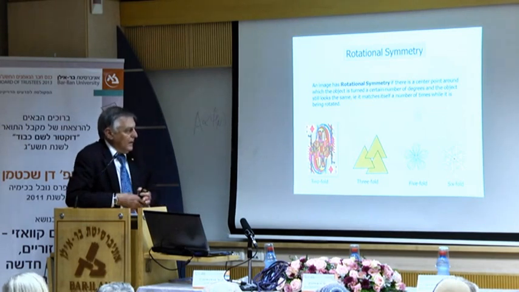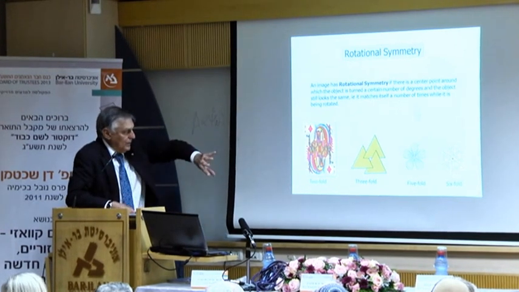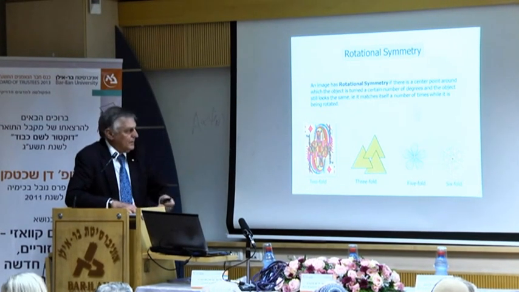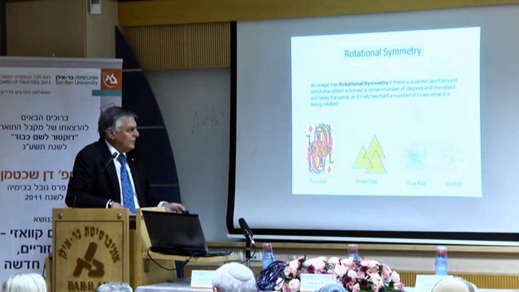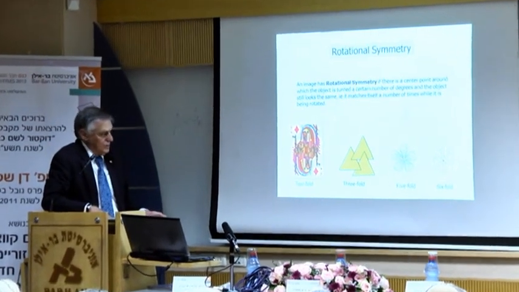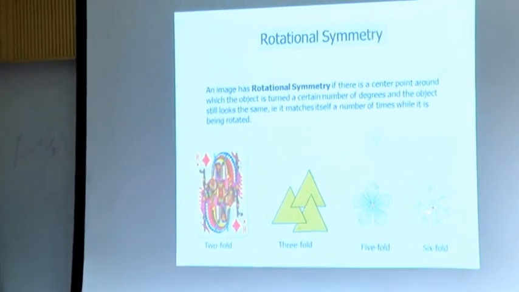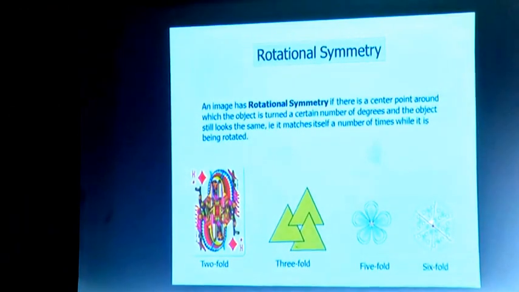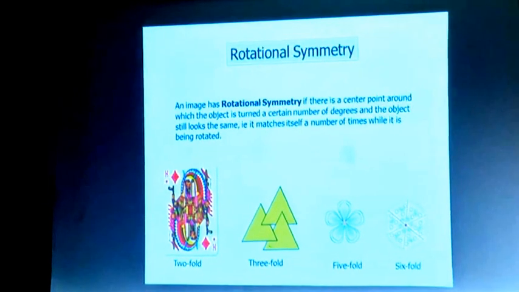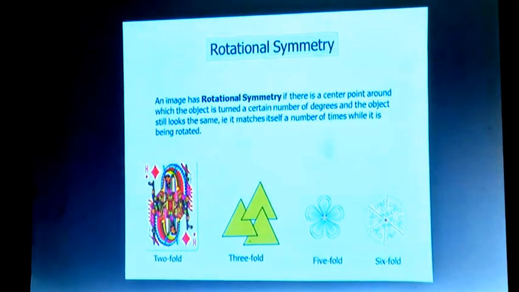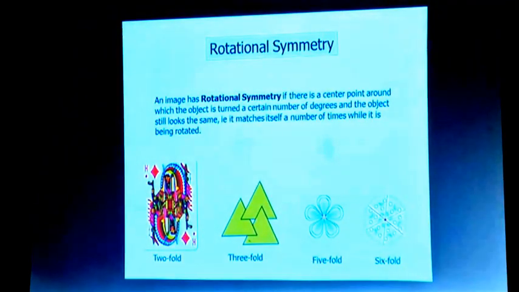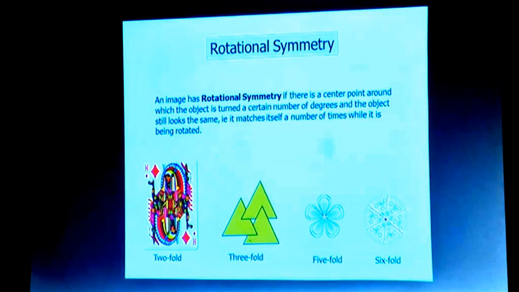You can turn it 120 degrees, 120, 120, and every time it will look the same. This flower here has a five-fold rotational symmetry. And this pizza has a six-fold rotational symmetry. You can rotate it one-sixth of a turn, and it will look just the same. So this is about rotational symmetry. So now you know about order, periodicity, and rotational symmetry. And all of them are important to understand quasi-periodic materials.